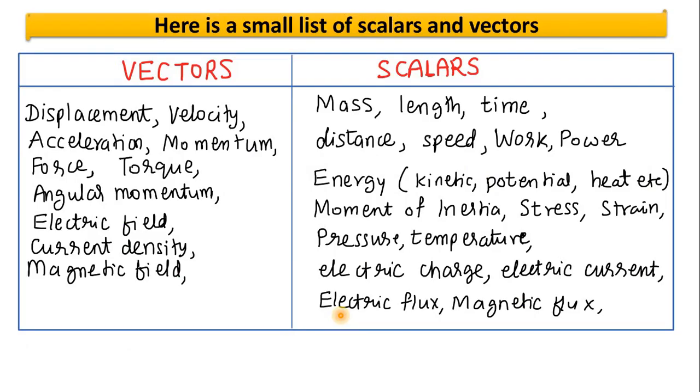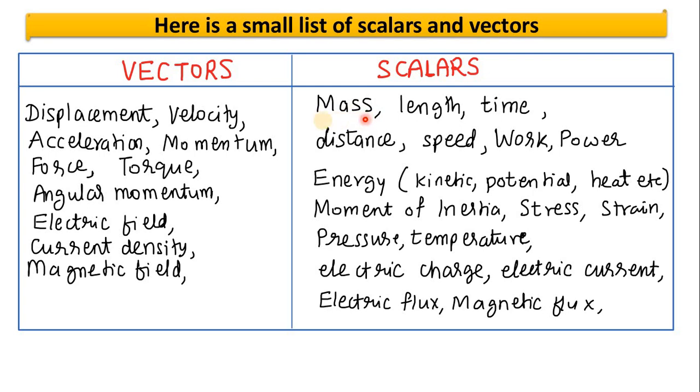Let us look at the list of some scalars and vectors. You might have already studied that displacement, velocity, acceleration, momentum, force, these physical quantities are vectors. In the class 11 syllabus, you will study some new types of physical quantities like torque, angular momentum, and in 12th class you study electric field, current density, magnetic field, etc. These are all vector quantities because each of these is associated with direction.